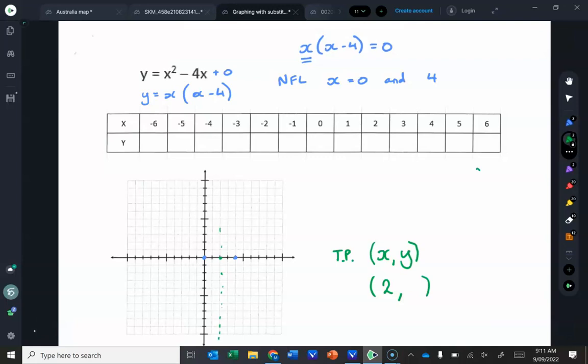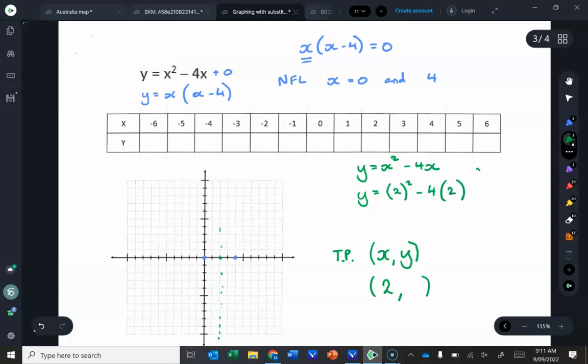The best way to find it is to take your equation in its original form or in its factorised form, whatever floats your boat, and substitute the 2 in for the x, okay? So in other words, if I take the formula y equals x squared minus 4x, and I know that x is 2, and I'm trying to find what y is when x is 2, all I need to do is sub in the 2, and then I'll have 4 minus 8, so it will be minus 4. So I can see that it turns at (2, minus 4), and I've got the turning point.